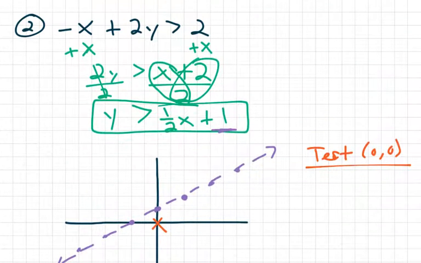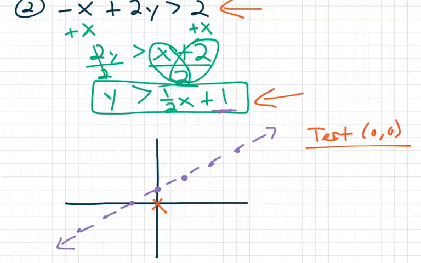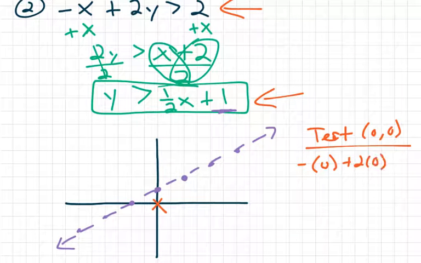We have a couple of options. We can put it right here, or we can put it right here. It doesn't matter. I'm going to use the top one, and I'm going to use the original inequality. My x value is 0, so I'm going to have negative 0 plus 2 times 0, and we're going to see if that's greater than 2. The opposite of 0 is still 0, that goes away. 2 times 0 is also 0, that goes away. So I'm left with 0 greater than 2.